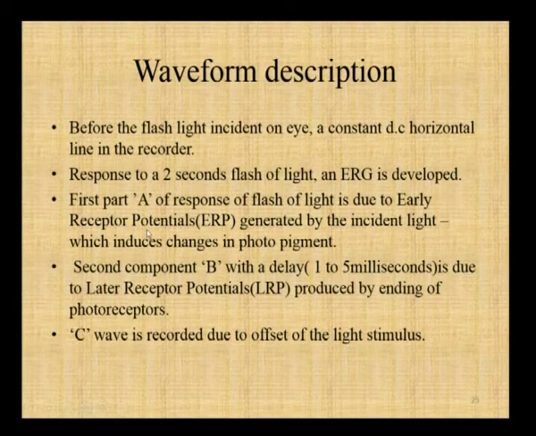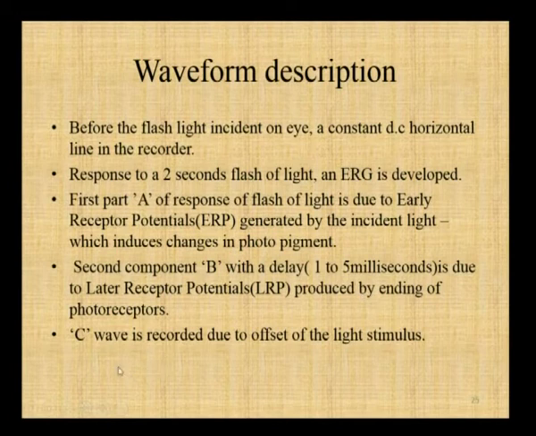In the first wave position, that is the A position, this is because of the response to the flash of light, the early receptor potential, ERP. It is generated by the incident light and induced in the photopigment. The second position of the waveform is B, slightly increasing. It comes with a delay of 1 to 5 milliseconds, and it comes under the late receptor potential, LRP, and it is produced at the end of the photoreceptors.